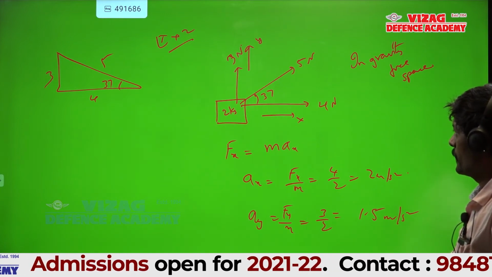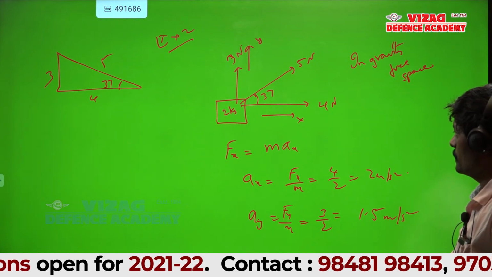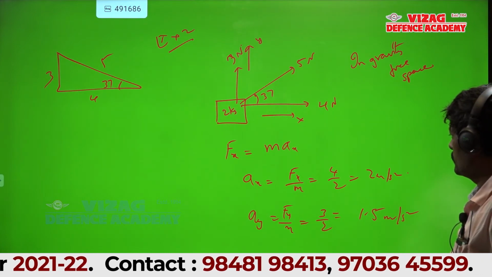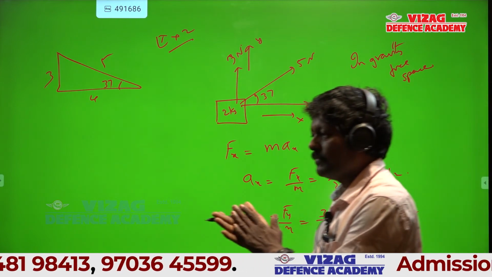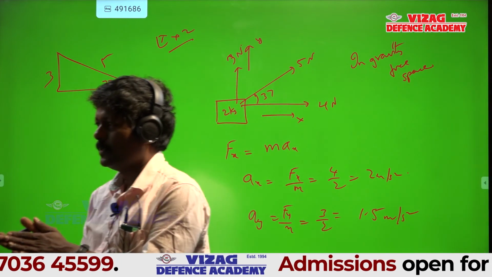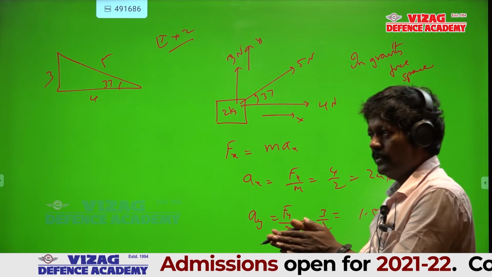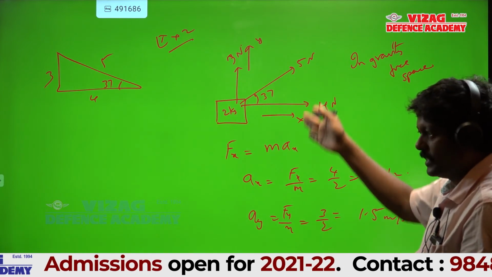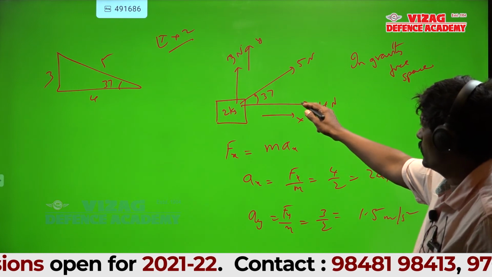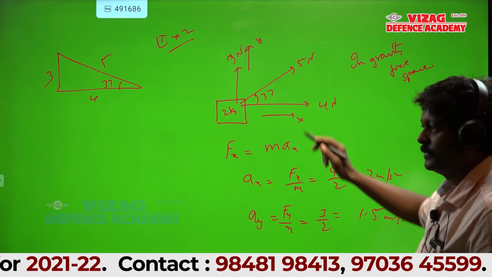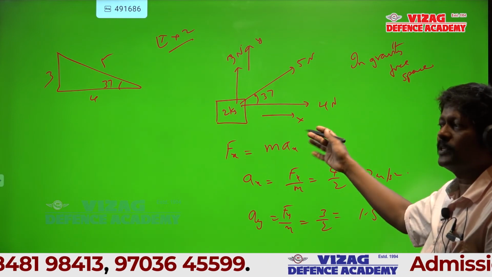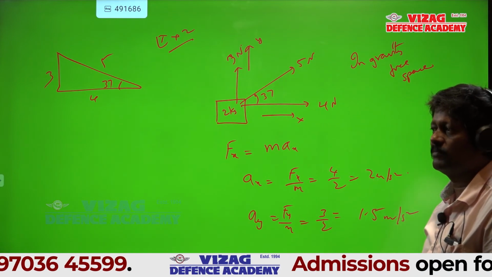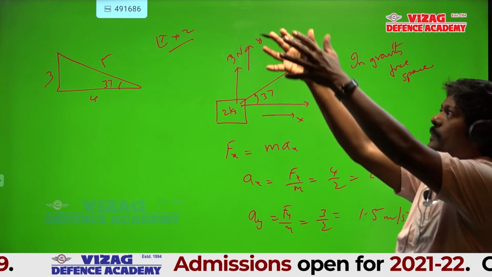Completed, sir. Yeah, very good. So what is the difference between the previous problem and this problem? In the previous problem the body has weight, there is no motion in the vertical direction, but here you have motion in the vertical direction. No normal reaction acting, it's not resting on the surface. It is simply in the space.